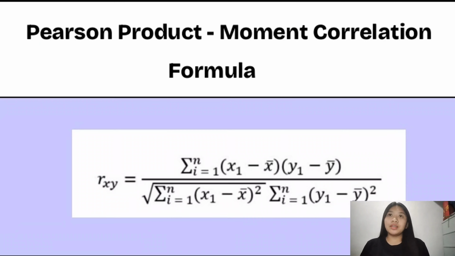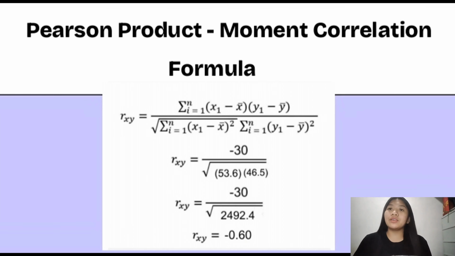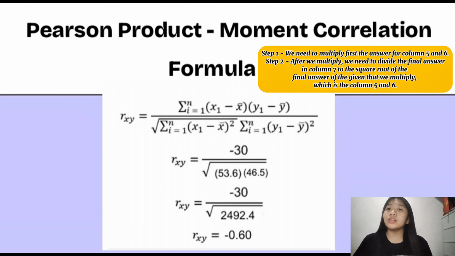So this is the formula that we need to use. Based on our given table, the last column total is negative 30 divided by the square root of 53.6 times 46.5. First, we need to solve 53.6 times 46.5 and we will get the answer 2492.4. Then we will divide negative 30 by the square root of 2492.4. Then we will get the answer negative 0.60.